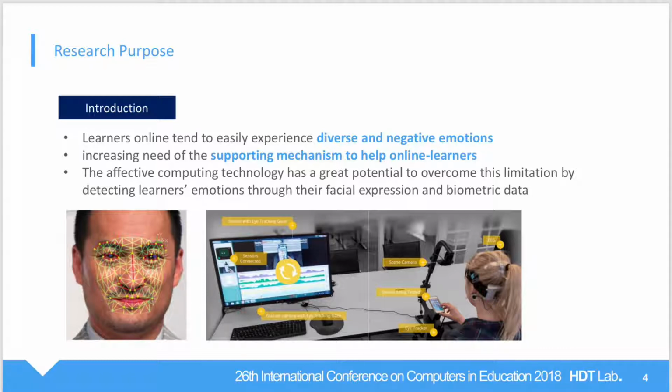It is because learners should have the self-regulating and directing abilities to cover the physical separation from the teachers and peers, and learners tend to easily experience diverse and negative emotions. Therefore, there has been increasing need of the supporting mechanism to help online learners.